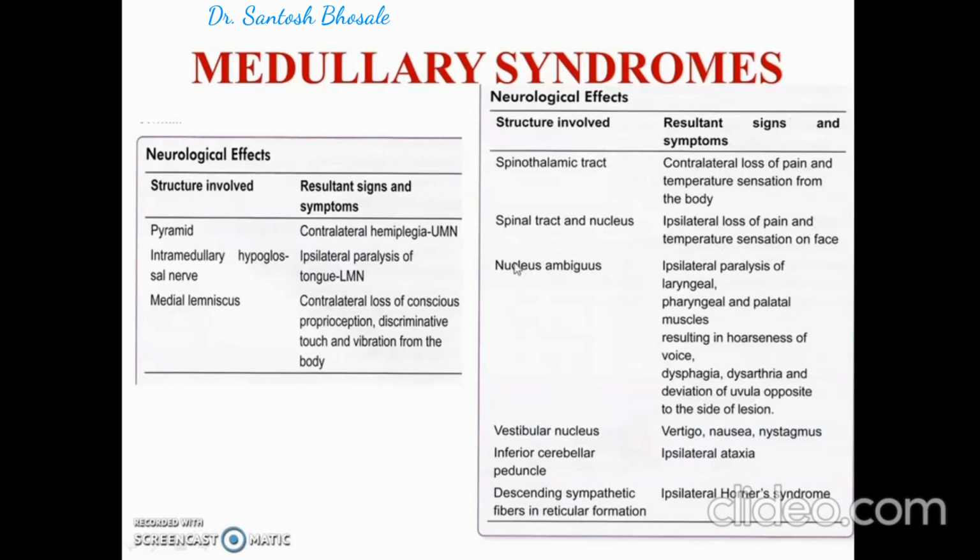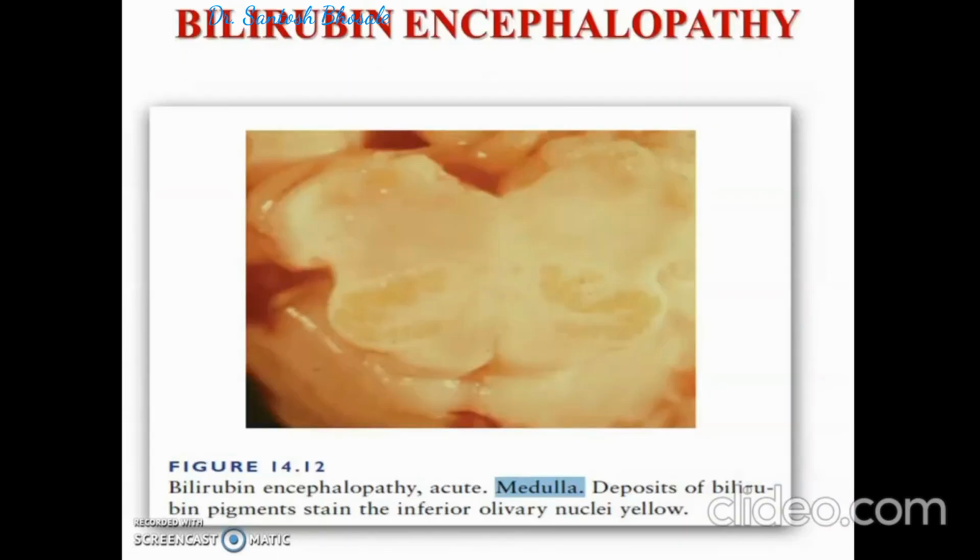Nucleus ambiguus gives fibers to 9, 10, 11 cranial nerves. So paralysis of larynx, pharynx and palate leads to hoarseness of the voice, dysphagia, difficulty in swallowing, dysarthria, difficulty in speech, and deviation of uvula. And vestibular nucleus leads to vertigo, nausea and nystagmus, and involvement of inferior cerebellar peduncle leads to ataxia, and some sympathetic fibers may be involved here leading to ipsilateral Horner syndrome, that is ptosis, anhidrosis, miosis, enophthalmos and loss of ciliospinal reflex. Medulla is also involved in case of bilirubin encephalopathy.